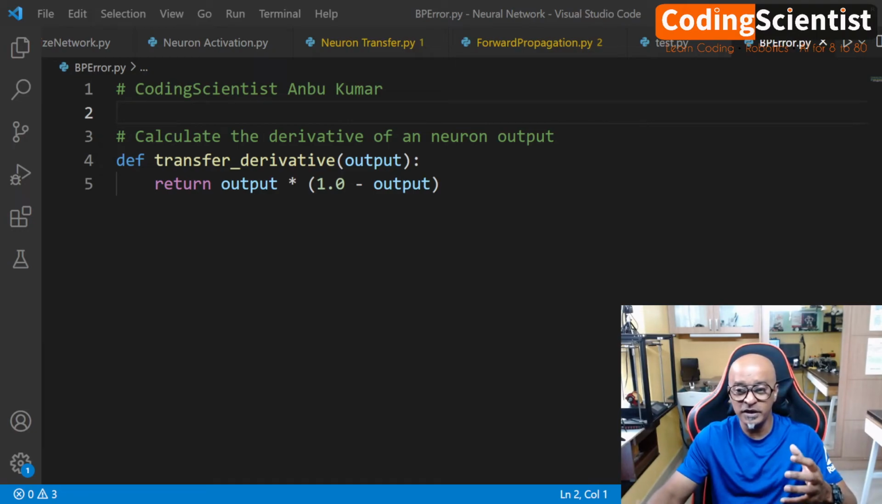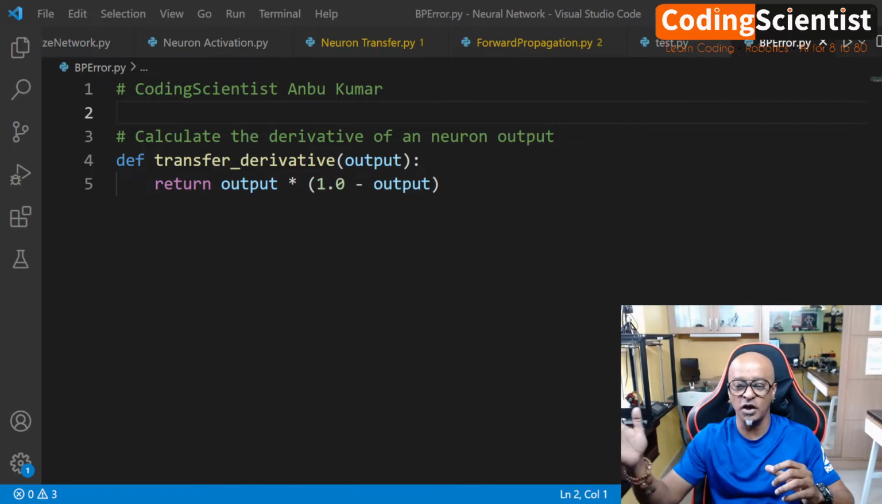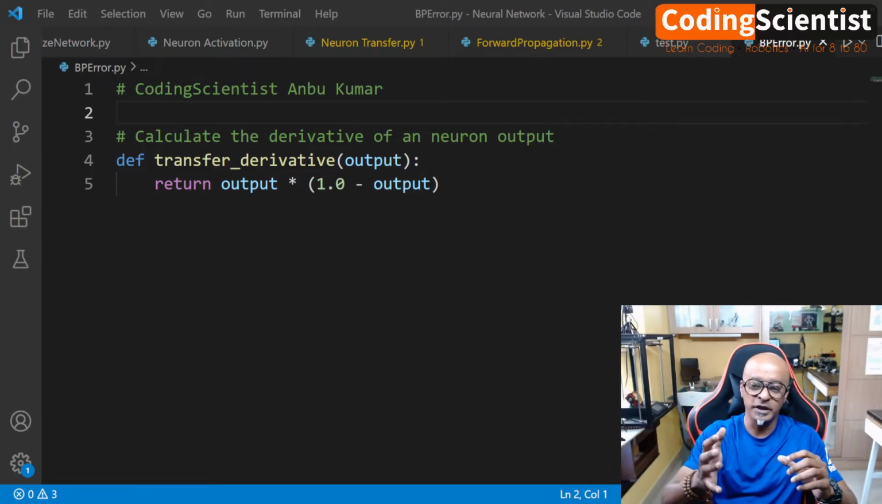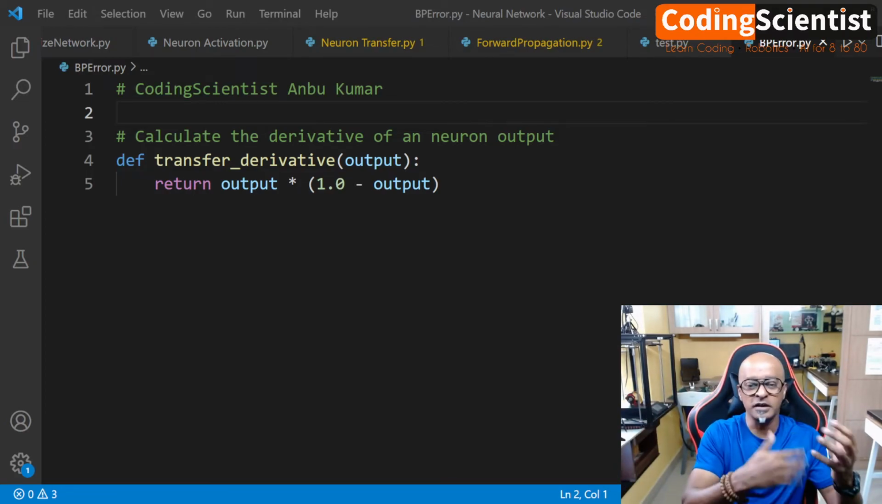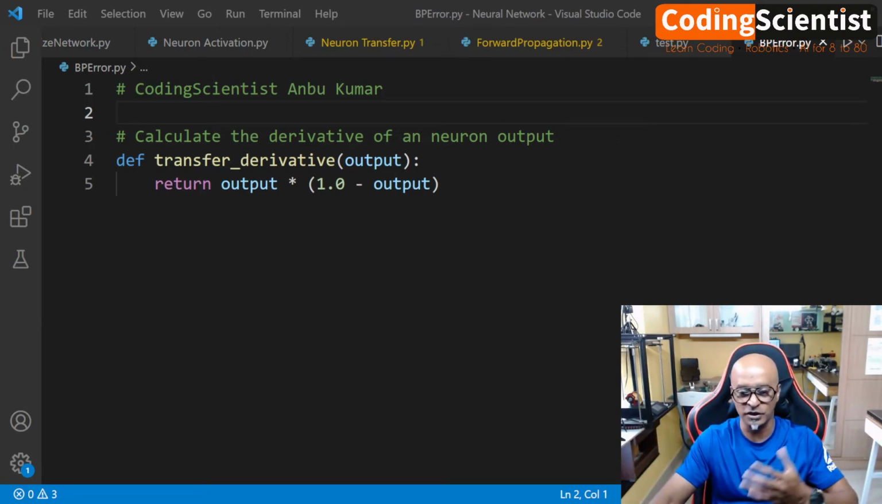This is how we correct the error when we are back propagating from the final output layer to the hidden layer and to the input layer, and then correct the weights and send the data back into the neural network. That's how this works.